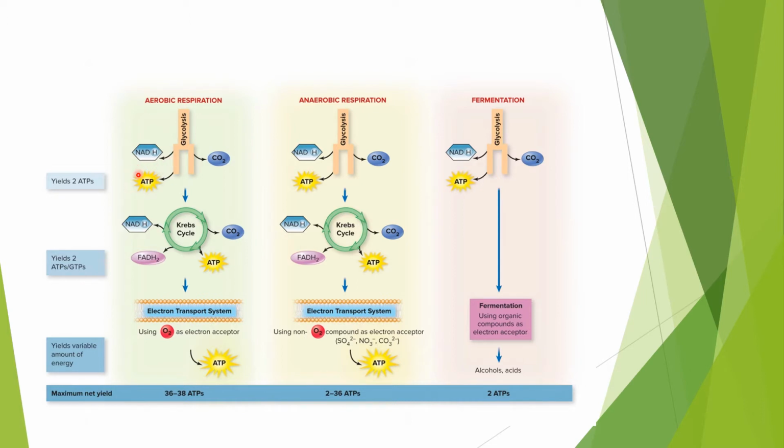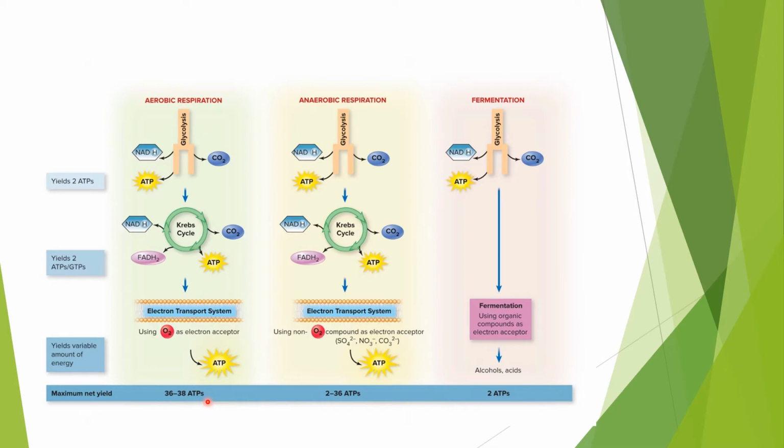The glycolysis step is going to yield about 2 ATP molecules. The Krebs cycle also yields about 2 ATP molecules, and then the electron transport chain is going to yield the most amount of the ATP. Now, aerobic respiration is going to yield a total of about 36 to 38 ATP molecules.